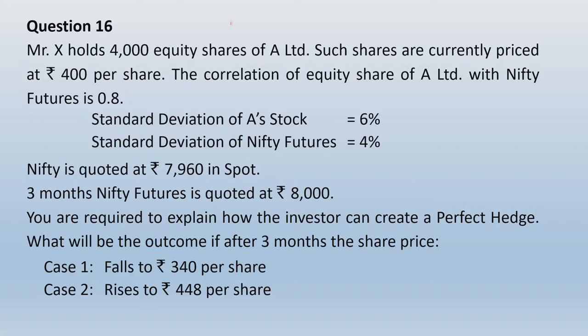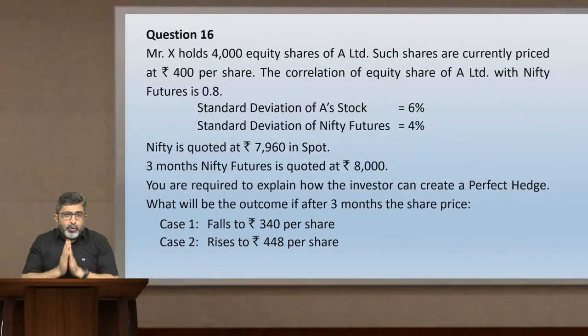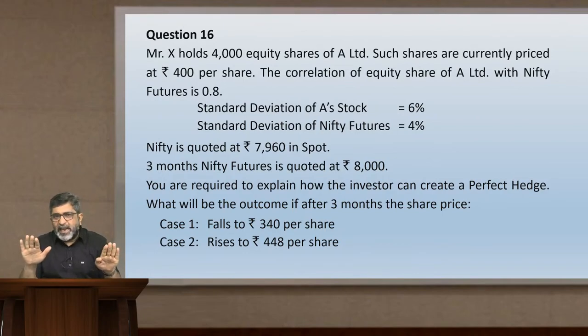So what we will do is analyze this situation first of all. So what is to be done? Let me explain this in detail. You hold 4000 equity shares of A Limited. That is your stock portfolio. Single stock, 4000 shares of A Limited, and each share is currently priced at 400. So what will be the total value of your portfolio? If you pick your calculator, 4000 shares into 400 will give you what? 16 lakhs. 16 lakhs is the total value of your portfolio.